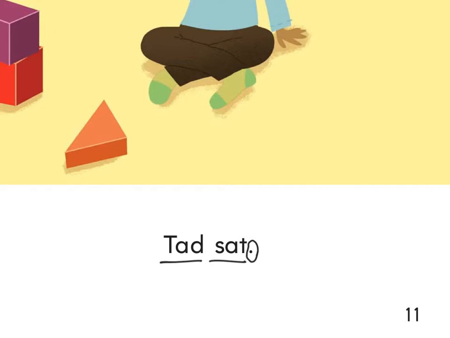Sound out this first word for me. T, a, d. And s, a, t. So let's read it together. Fingers ready? Pencil down. I don't see everybody's fingers ready. Let's see everybody's fingers ready. All right, now we're ready. Let's read it together. Ready and read. Tad sat.